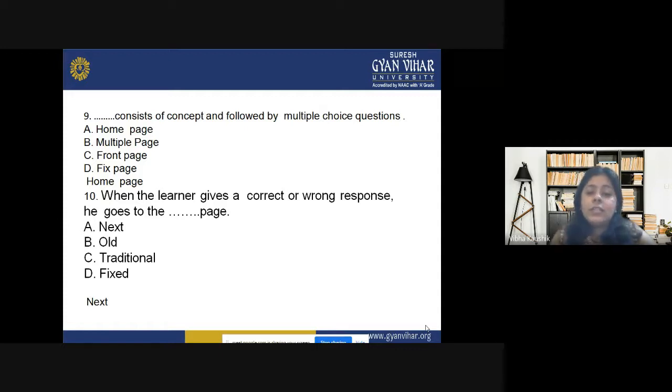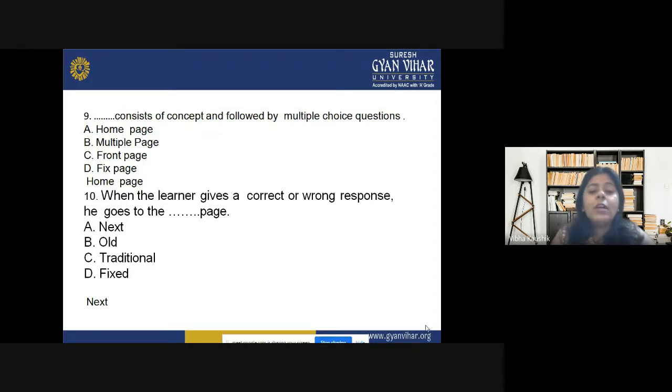Now, students, these are the options A, B, C, D. You have to select the correct response on the basis of the given choices. And what will be the correct answer? Yes, students, what will be the correct answer? The correct answer will be option A, that is next.